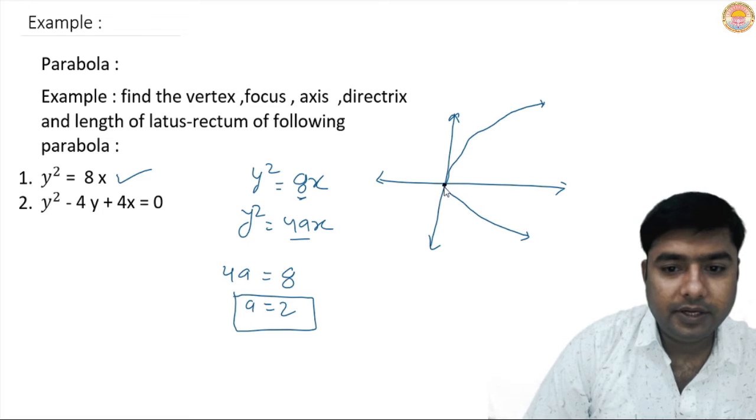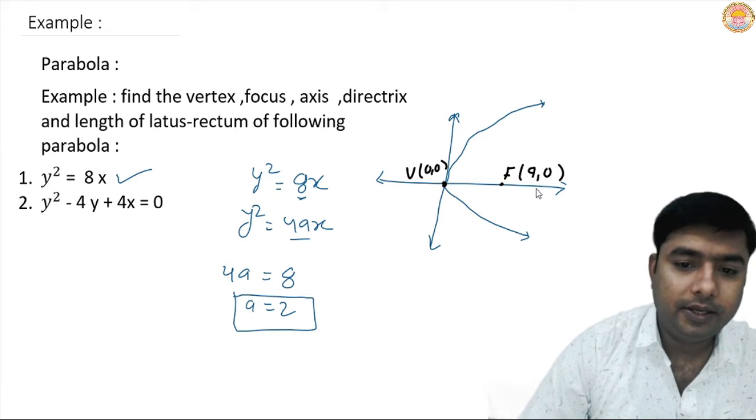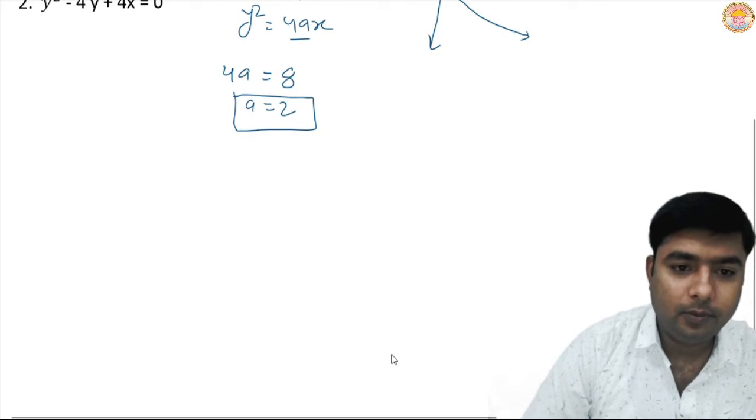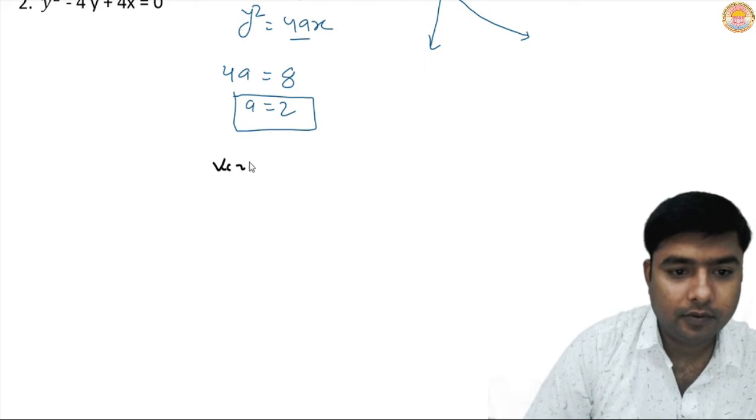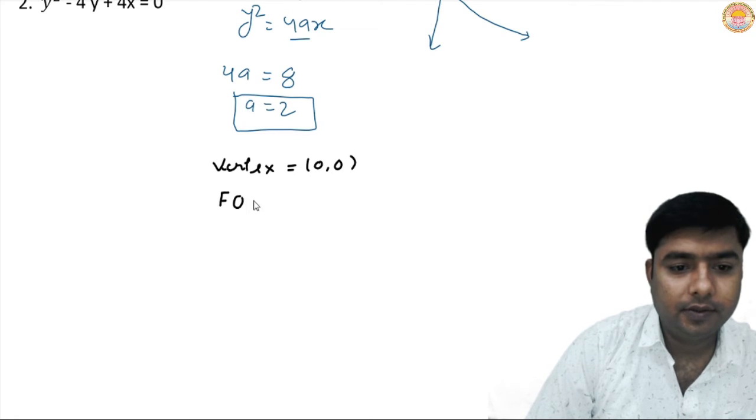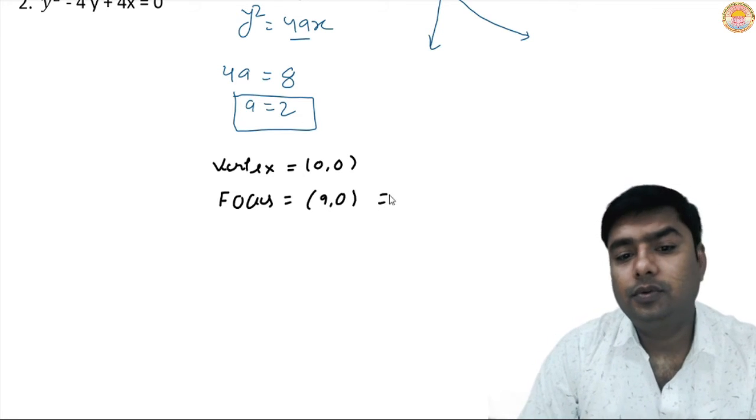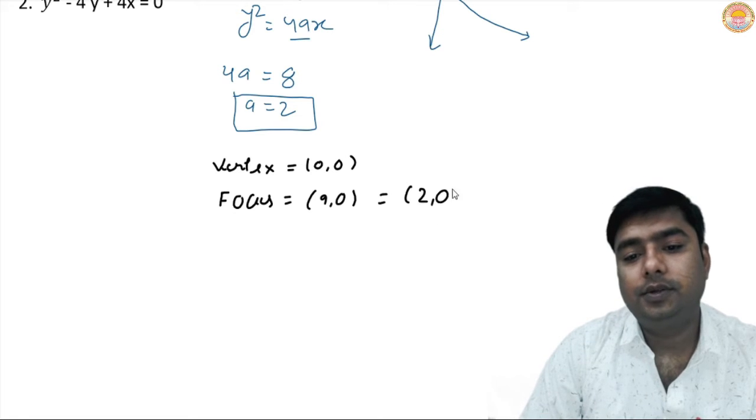We know that the vertex of the parabola is V, whose coordinate is 0, 0, and the focus F, whose coordinate is a, 0. That's why the vertex of this parabola is 0, 0, and the focus is a, 0. It means the value of a is 2, so the focus is 2, 0.